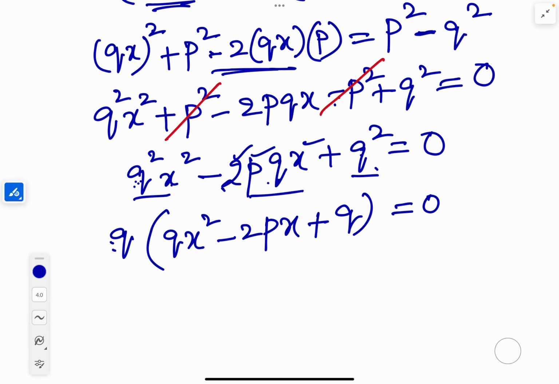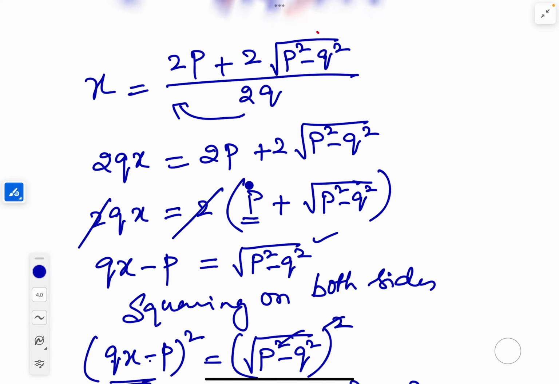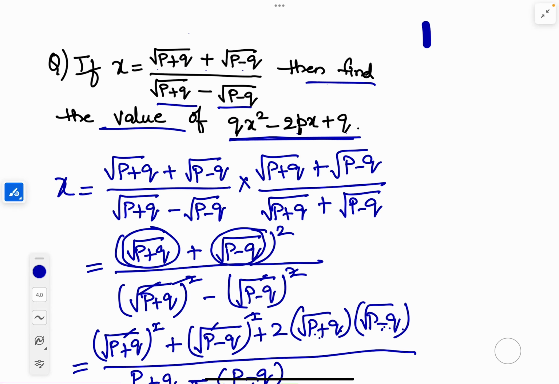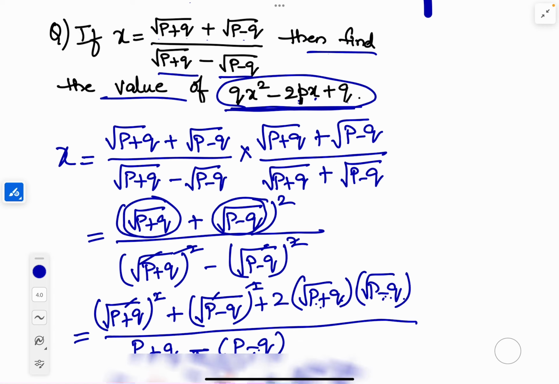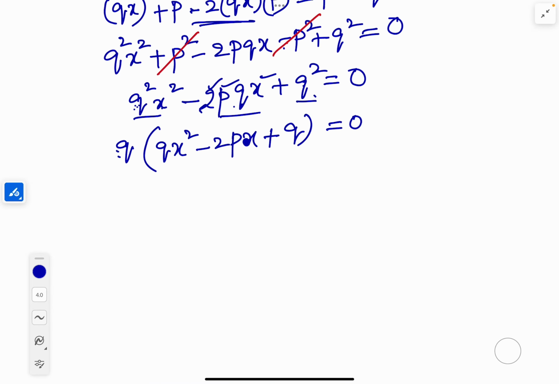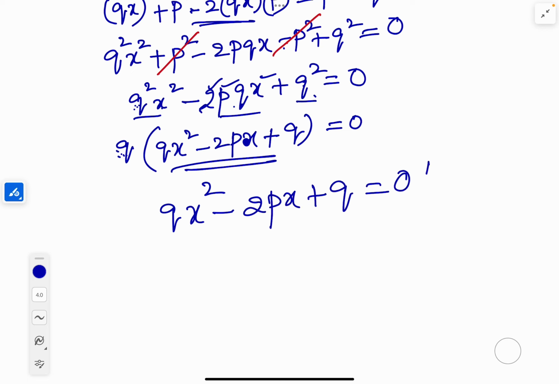Now what are they asking us? Okay, just see here, they are asking us to find the value of qx square minus 2px plus q. Okay, they are asking us this value. If I transpose this q that side, it will become 0 by q, which is 0 only. So qx square minus 2px plus q value is 0.